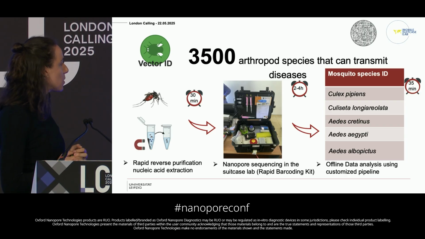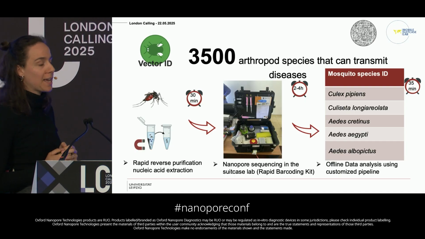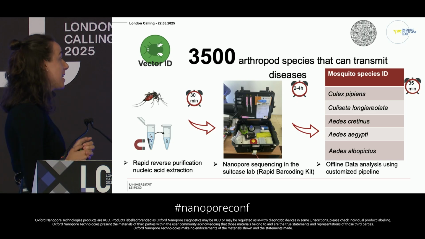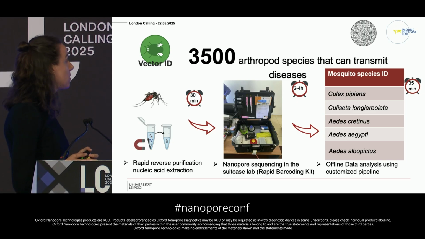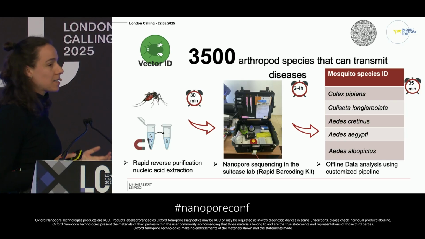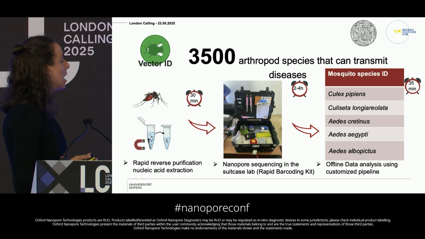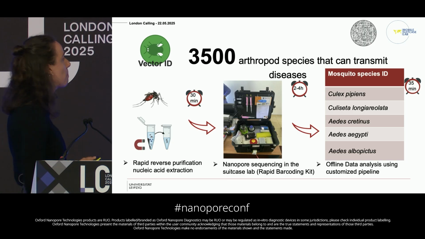You do the sequencing, mainly with the rapid barcoding kits. It's unbiased, so no amplification. So you sequence whatever you have in your samples, and then you look at the data. So we've used it to determine mosquito species with a customized offline database that can be updated and adapted to whatever you're looking at. So this is work in progress. And this is, of course, a relatively fast workflow.